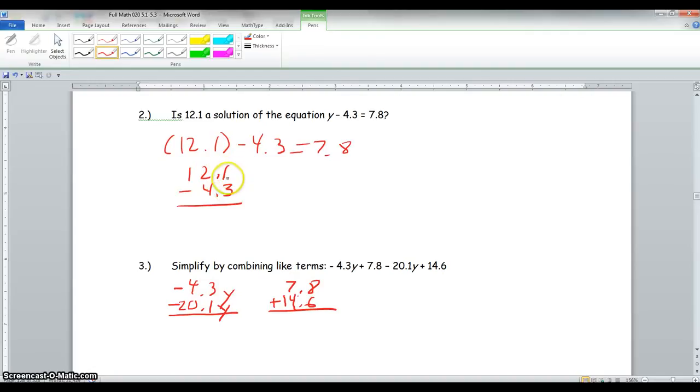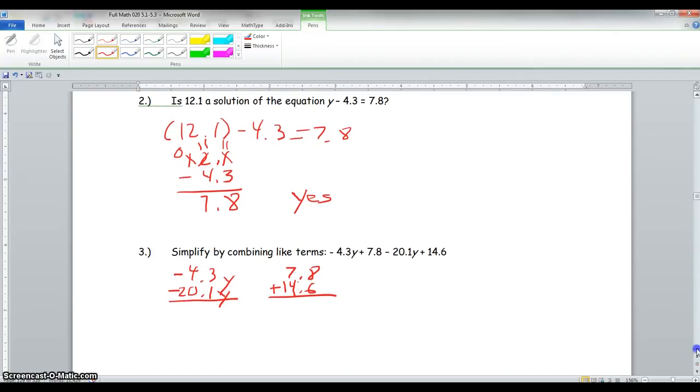Now we know we cannot subtract 3 from 1, so we have to borrow 1 from this 2. And we would make this 1 11. 11 minus 3 is 8, and we bring down our decimal. Now we know we cannot subtract 4 from 1, so we'll borrow 1 from this 1, which would make this 0, and this 1 would be an 11. 11 minus 4 is 7, and we don't have to write this 0 here. So your final answer is 7.8, so it would be yes.